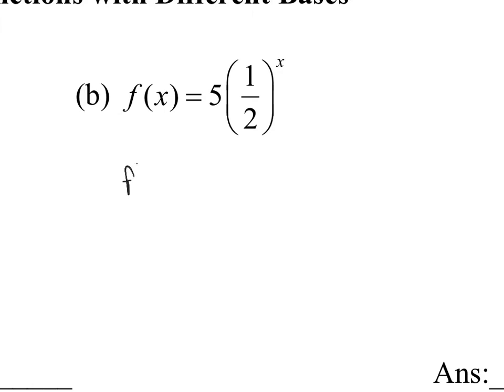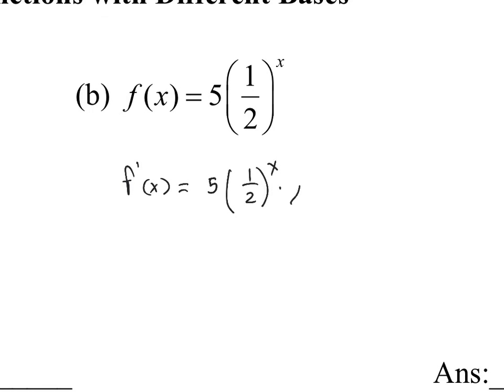So remember, when you're finding the derivative of any exponential function, you copy and paste. So this would be 5 times 1/2 raised to the x. That's our copying and pasting, right? Now we need to worry about multiplying times the derivative of the exponent. Well, the exponent is just x, and the derivative of x is just 1, so we don't have a chain rule thing that we have to worry about here.